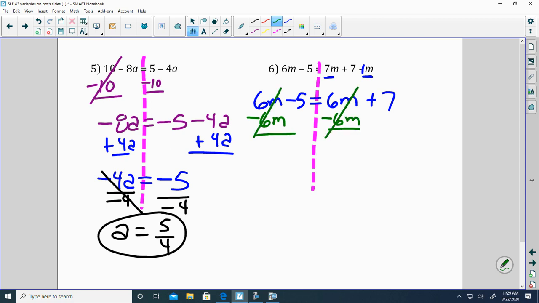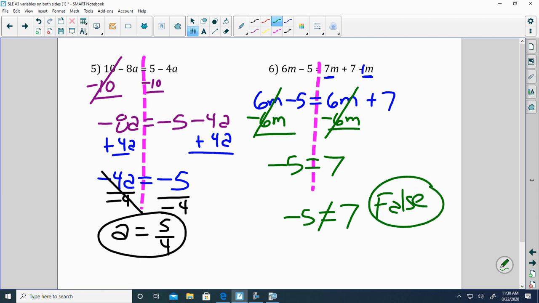So those cancel out and those cancel out, and lo and behold, I wind up with something that you know can't happen. That's just a completely awkward scenario. That's not true at all. We all know that negative 5 is not equal to 7. So if all the variables fall out and something becomes a false statement, that means we have no solution. There's no numbers that we can plug in for our variable to make this problem work.